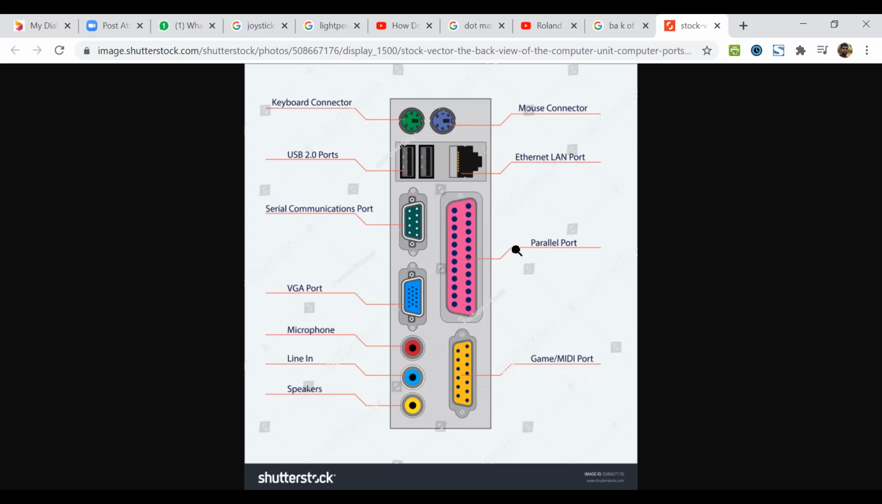Then in the early days for printers, we used parallel ports, and the communication port, and then the VGA port. And then we have microphone, line in, speakers. They are different. And then, right, this is another one, what we call the MIDI port. I do not think you have to remember that, but you should remember what the others are.